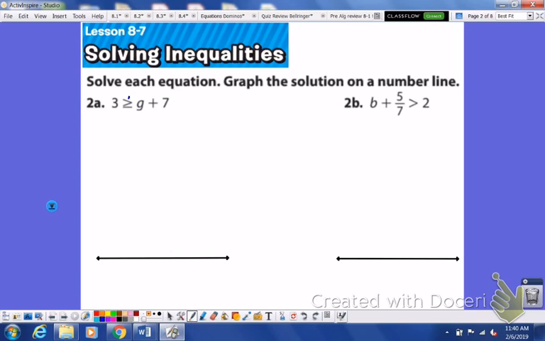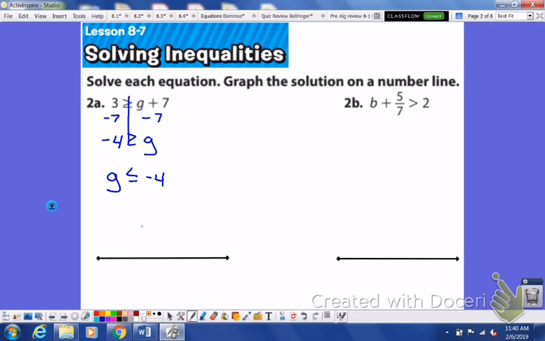So drop your line down, take care of our addition and subtraction first, so subtract 7. 3 minus 7 gives us -4 is greater than or equal to g. There's nothing else with our variable. It's already been isolated, so there's your answer. Personally, I like my variable to be on the left. If you flip your sides, though, make sure you flip your inequality. So g is less than or equal to -4.